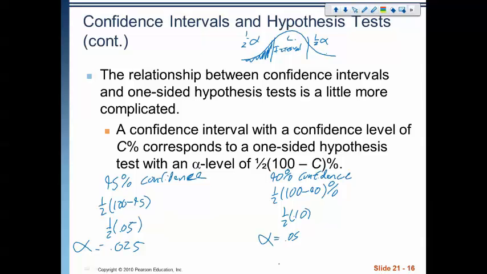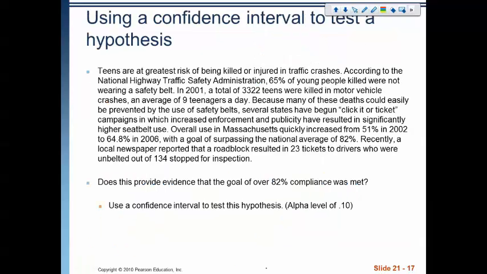So on a one-sided test, the 90% confidence level is associated with a 0.05 alpha. Think about your picture of your normal model. So let's do an actual example where we use a confidence interval to approximate a hypothesis test.